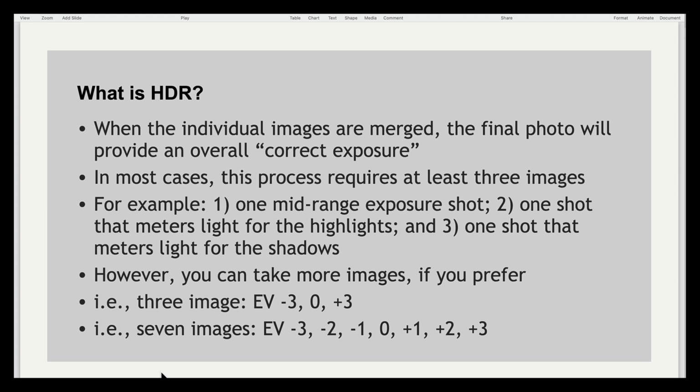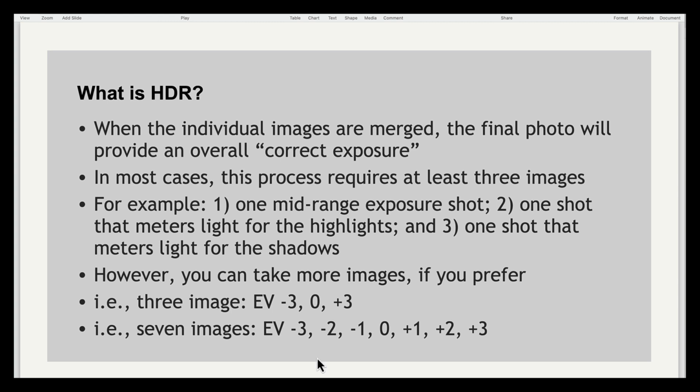So then we will take, in this example, a second shot at -3 exposure value. So essentially that's 3 stops underexposed, okay? And then we'll take a last shot at +3, or 3 stops overexposed, okay? I'm going to show you some examples of this in just a bit.